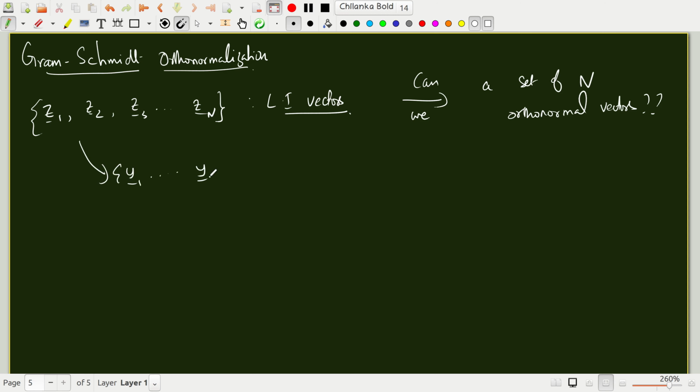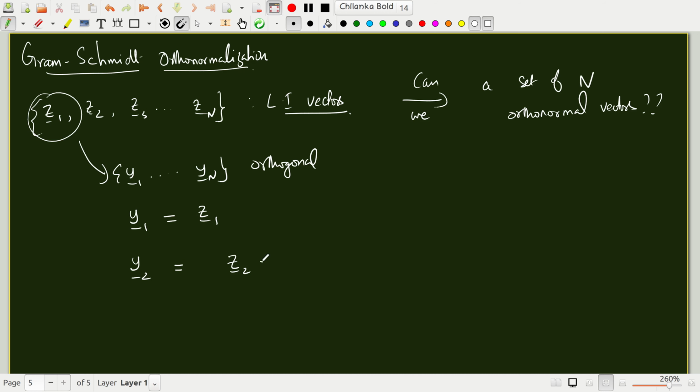What we want as a first step is to generate a set of orthogonal vectors y1, y2 and so on, and then we will normalize them to make them orthonormal. In order to do this, the first step is, let's assume y1 is the same as z1. Now y2 is computed like this. I take z2. Now I want y2 to be perpendicular to y1, so I have to remove whatever component of z2 is along the y1 direction or z1 direction.